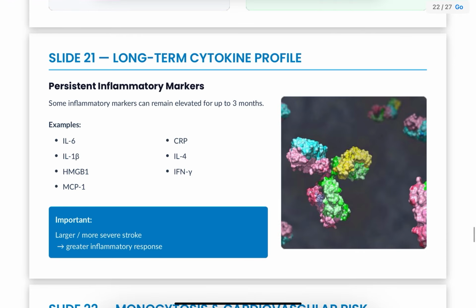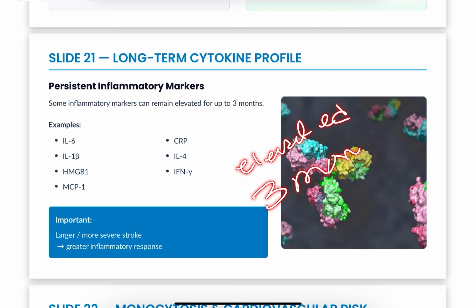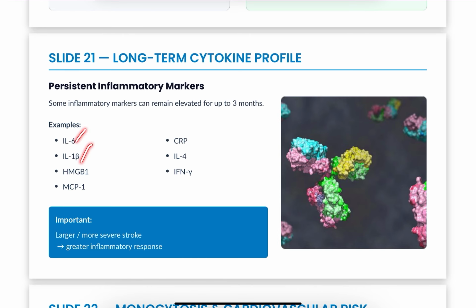Now let's talk about the long-term cytokine profile. What happens to the inflammatory markers over the long term? Several cytokines and inflammatory biomarkers can remain elevated for as long as 3 months after stroke. For example, here we have interleukin 6, interleukin 1 beta, HMGB1, MCP1, CRP, interleukin 4, and interferon gamma. You don't necessarily need to memorize every single one, but the important thing that you need to understand is that the inflammatory response can persist beyond the initial hours of stroke. As we've seen here, it can stay for up to 3 months.